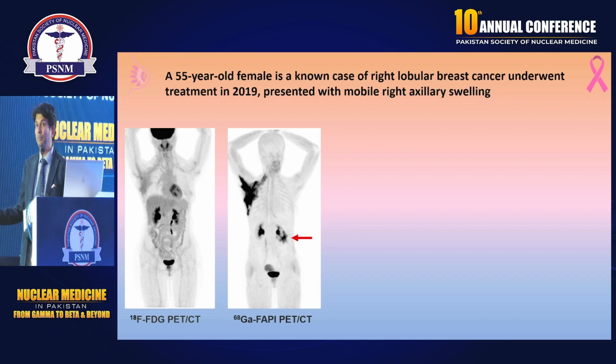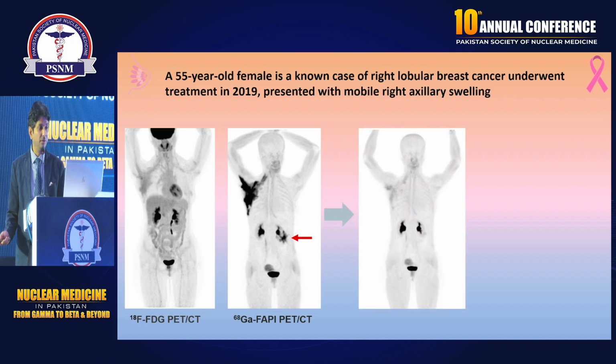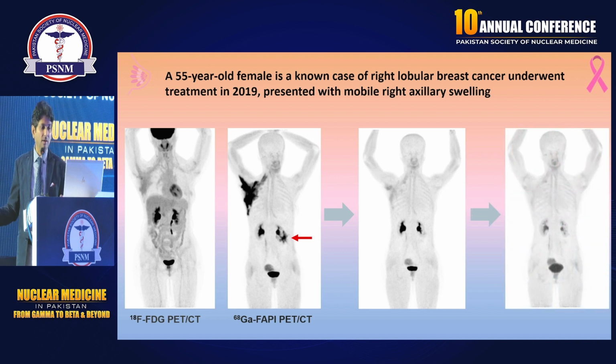There is an uptake which is not detected on the FDG, and this is the perinephric metastasis of lobular breast cancer. So this patient underwent chemotherapy. You can see a significant reduction in FAPI uptake in the axilla, with still mild activity. They continued the chemotherapy. Chemotherapy is working at that point of time. There's no need to change. They continue the same chemotherapy. Now see the complete resolution of all the tumor.